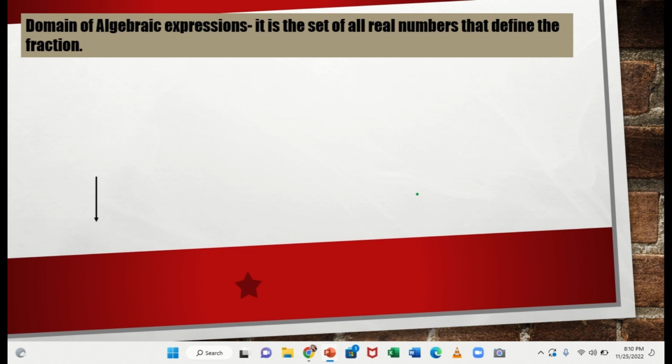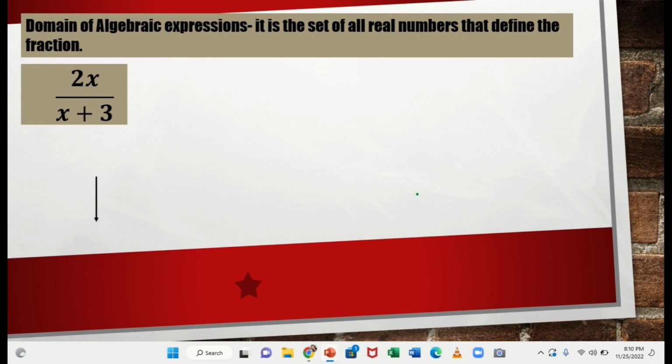Domain of algebraic expressions is the set of all real numbers that define the fraction. In domain class, we are finding the restricted values. What are those numbers? Okay, let's proceed to our first example. Our first example is 2x over x plus 3.